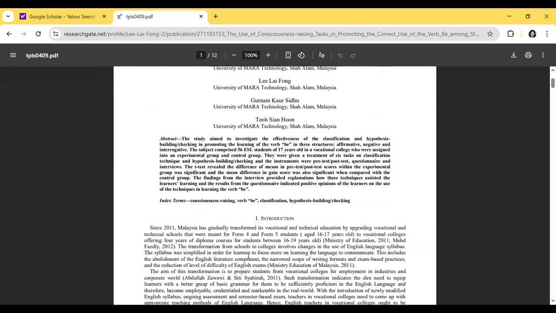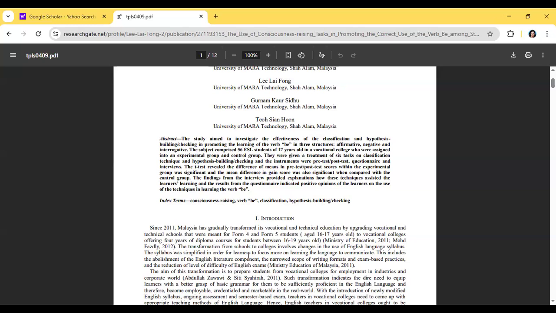The study aimed to investigate the effectiveness of the classification and hypothesis building, checking in, promoting the learning of the verb be in three structures: affirmative, negative, and interrogative. That means question form, negative form, and sentences, right? Students of 17 years old in a vocational college were assigned into an experimental group and control group. So the research design is experimental research, right? Given a treatment of 6 tasks on classification technique and hypothesis building, they have given a pre-test and post-test.